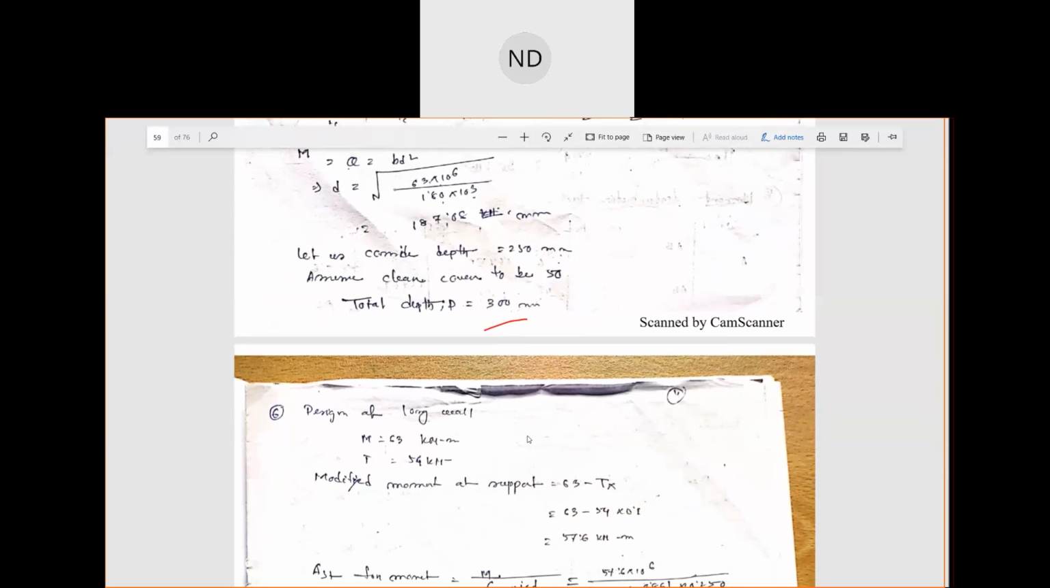Design of long wall. In the design of long wall, you see here the moment we have calculated already, which is 63 kilonewton meter, and we have tension 54 kilonewton for our long wall. Now the modified moment will be how much? Our modified moment will be 63 minus T into X, where T is the tension and this is the moment due to tension. X is the distance of the reinforcement bars.